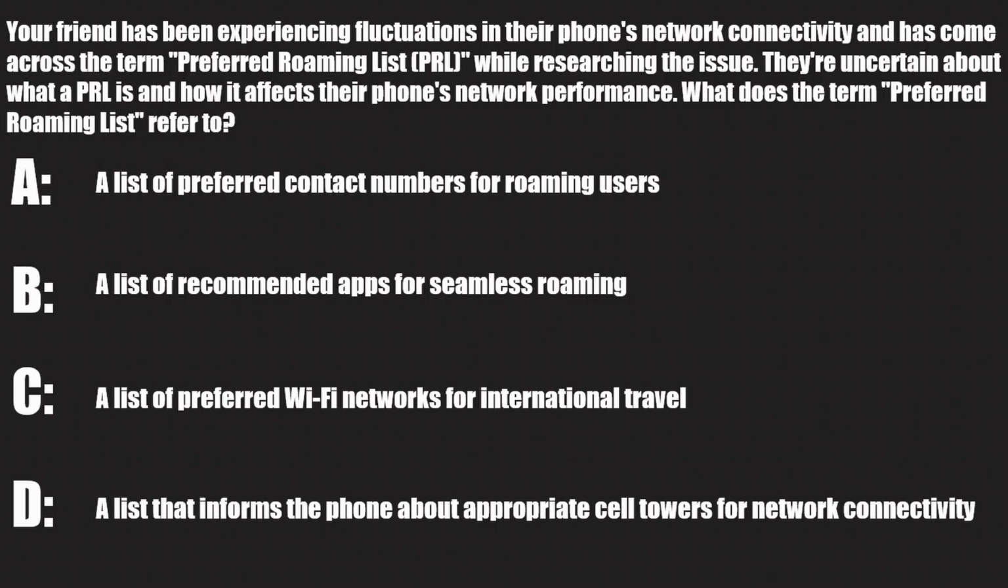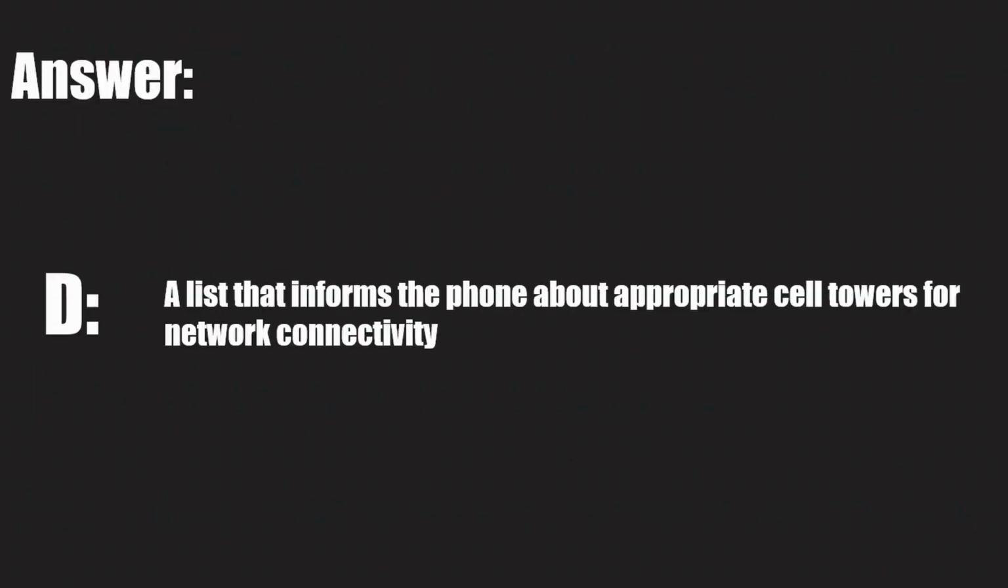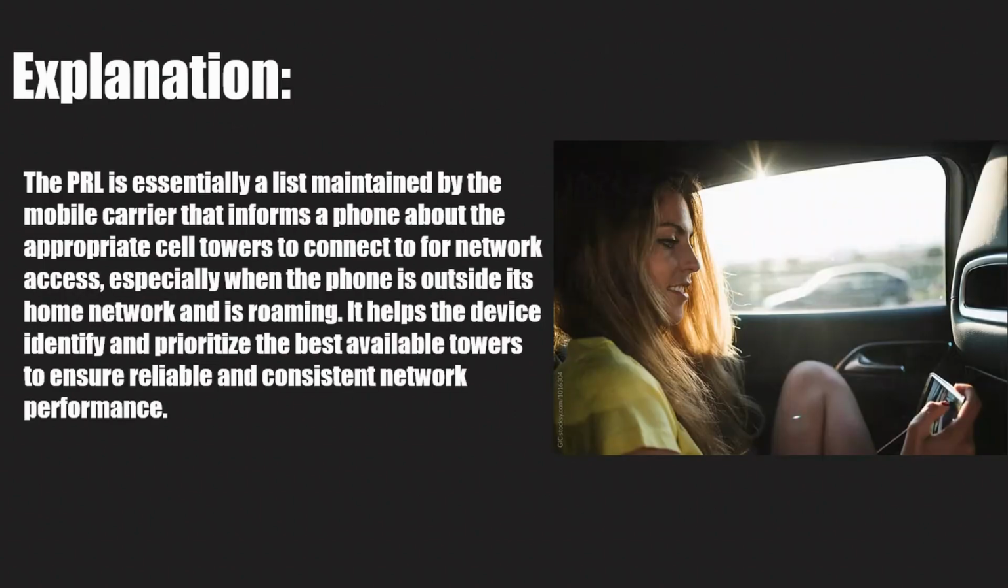And the answer is D. A list that informs the phone about appropriate cell towers for network connectivity. So guys, essentially, preferred roaming list, you've traveled from where you usually are. Your phone knows what cell towers to communicate with. It knows which ones have the best options.